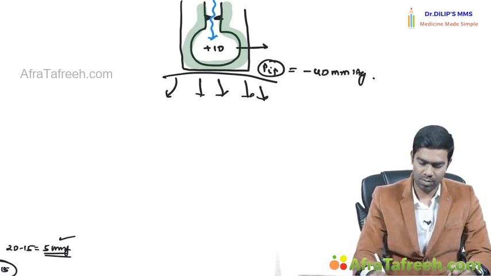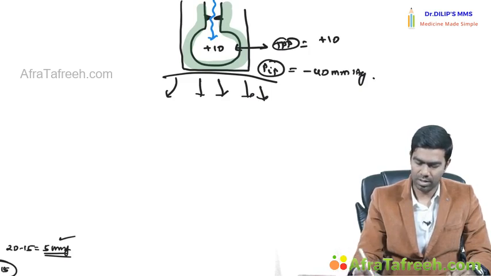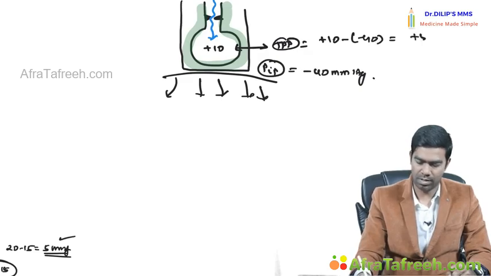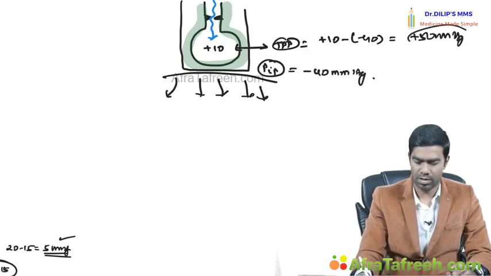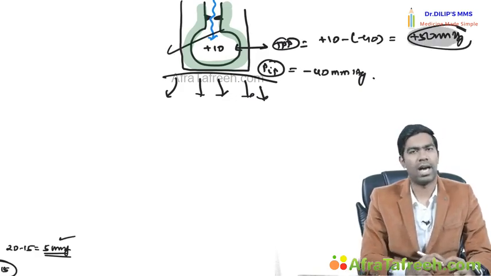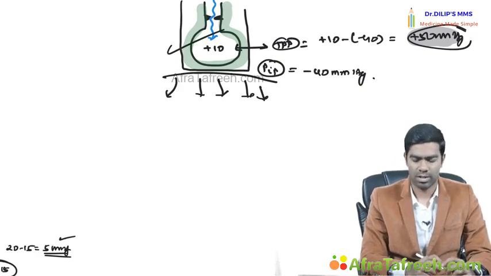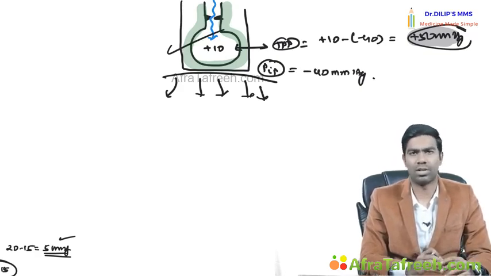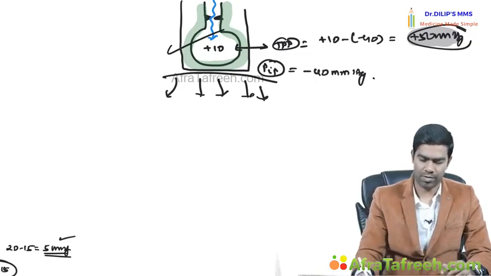Now, if you see what is going to be the transpulmonary pressure, it's alveolar pressure that is plus 10 minus of minus 40. So you can see here the transpulmonary pressure is equal to plus 50 millimeters of mercury, which means very, very high transpulmonary pressures you can generate during airway obstruction also because of resistance. This itself is going to result in barotrauma. So very high transpulmonary pressure.